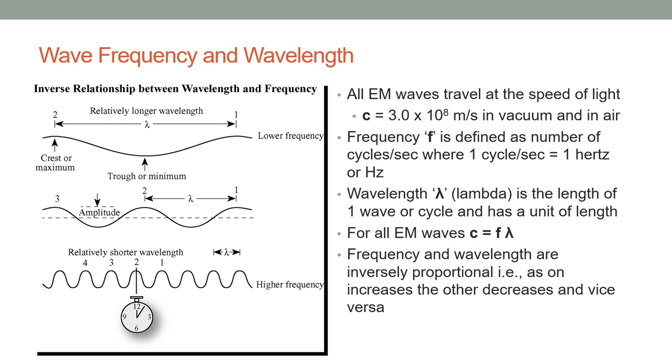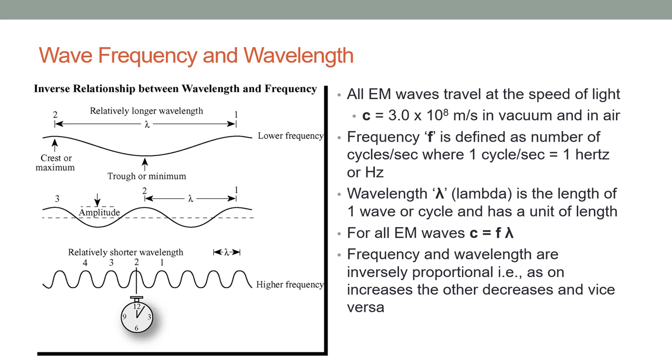Also, all electromagnetic waves travel at the speed of light given by the symbol c, which is equal to 3 × 10⁸ meters per second, or 186,000 miles per second, which is very, very fast in vacuum and in air. And the frequency is defined as the number of cycles per second, where one cycle per second is 1 hertz. That's the unit of frequency.